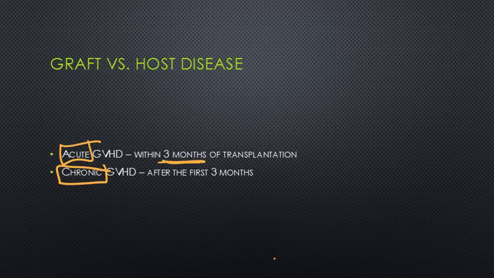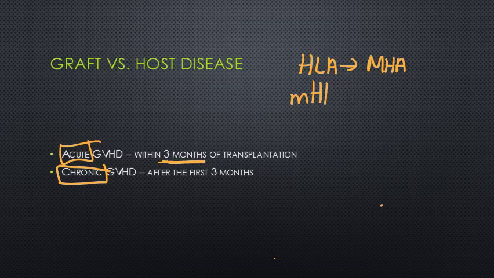And the most common reason that this happens has actually nothing to do with HLAs. So HLAs are your major histocompatibility antigens, or capital MHA. The GVHD that we see associated with BMT actually has to do with your minor histocompatibility antigens, or lowercase m HA. It's nice and confusing that way.